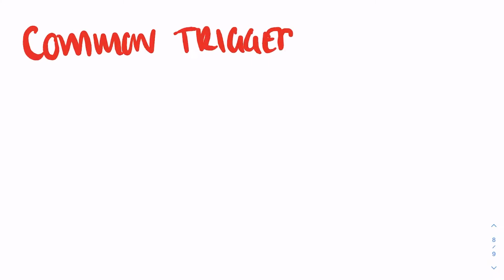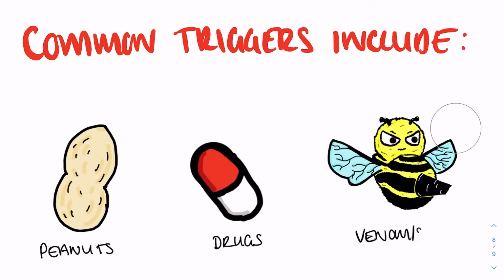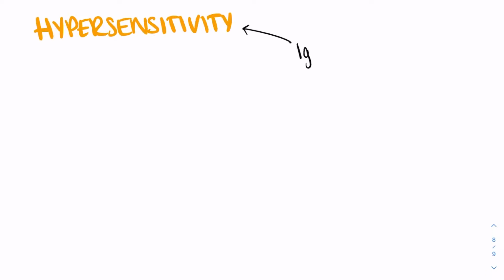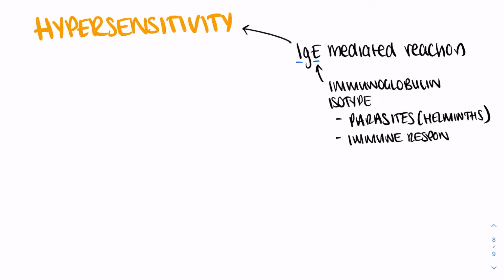So the common triggers of anaphylaxis include peanuts, drugs, and venoms or stings. However, this isn't an exhaustive list. Hypersensitivity is an IgE-mediated reaction. IgE is an immunoglobulin isotype which is involved in the immune response to parasite infections and the immune response to allergens.